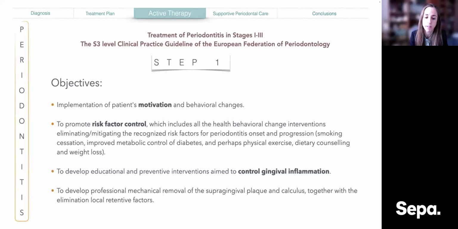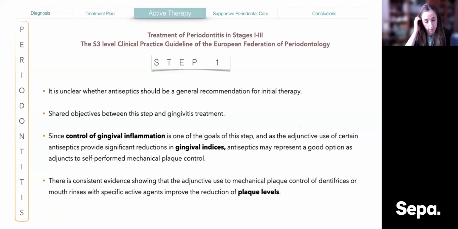And that will be achieved by means of professional mechanical removal of the supragingival biofilm and calculus, together with the elimination of local retentive factors. And everything must be done under the educational and preventive interventions through which patients can understand the level of cooperation required for disease management. So if these are the objectives, the following, please.